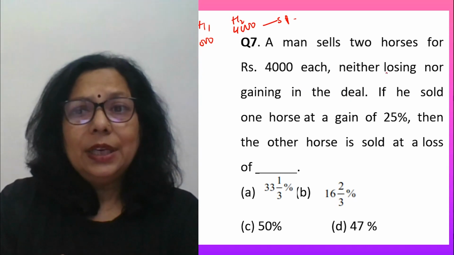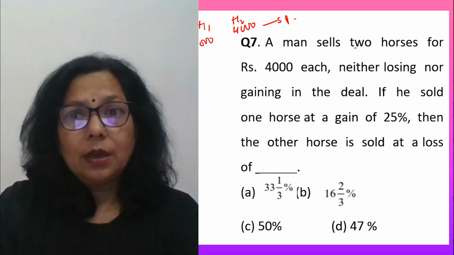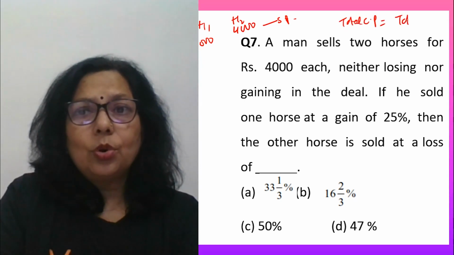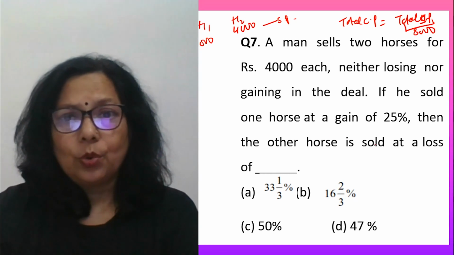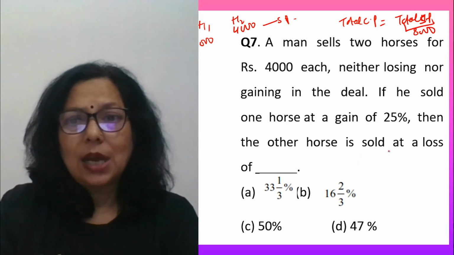And neither losing nor gaining in the deal. CP नहीं पता हमें, but no loss, no gain. Total CP is equal to total SP. And total SP is 4,000 plus 4,000, 8,000. CP we don't know.